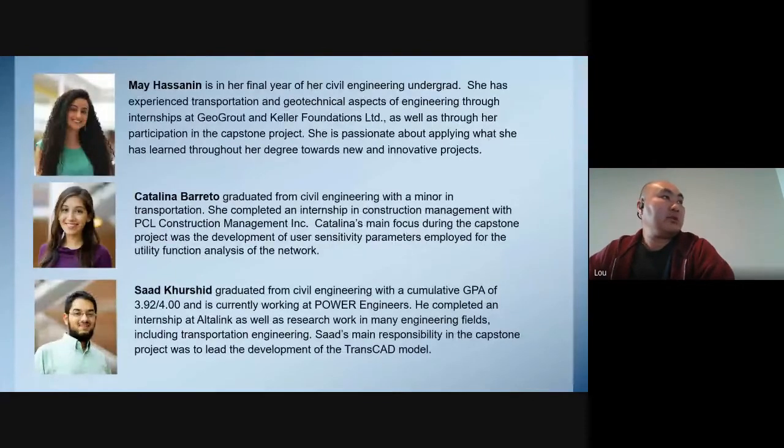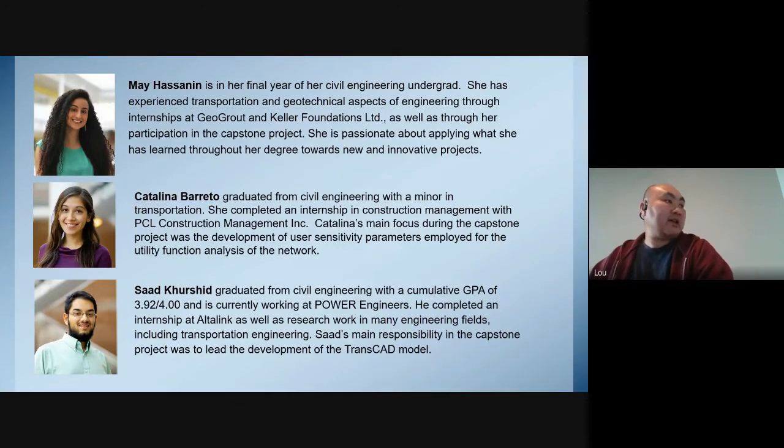The next presenter would be Catalina Barreto, who just graduated from civil engineering with a minor in transportation. She completed an internship in construction management with PCL. Her main focus during the Capstone project was the development of user sensitivity parameters employed for the utility function analysis of the network.